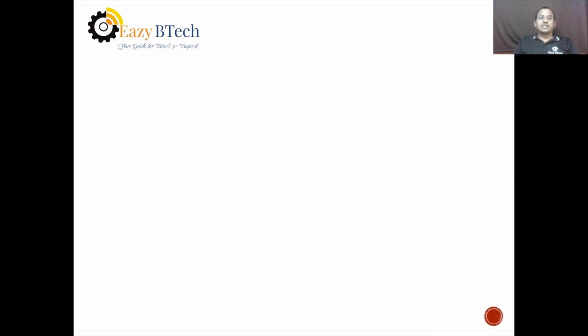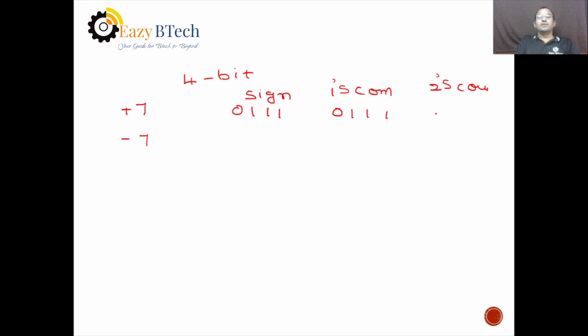So we'll see just a comparison. If you take a 4-bit number, for example, if you want to represent plus 7 and minus 7, we will see how to represent it in signed magnitude, 1's complement and 2's complement representation. Plus 7 will be the same in all three representations, whereas the difference is only in representing minus or negative numbers.